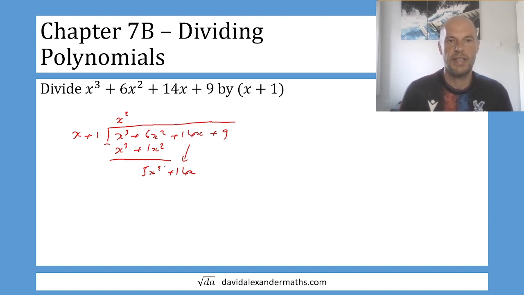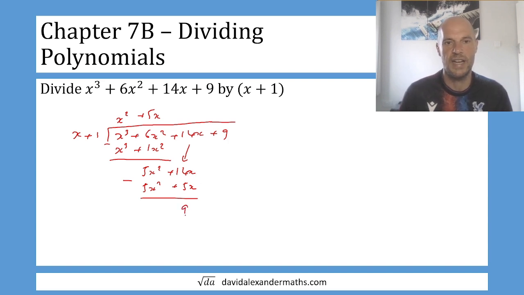Okay, I'm going to do the same thing again. I'm going to divide 5x squared by x. 5x squared divided by x is 5x. Now multiply 5x by x and 5x by 1. 5x times x is 5x squared. 5x times 1 is 5x, and again I'm going to do another subtraction. 5x squared minus 5x squared, gone.